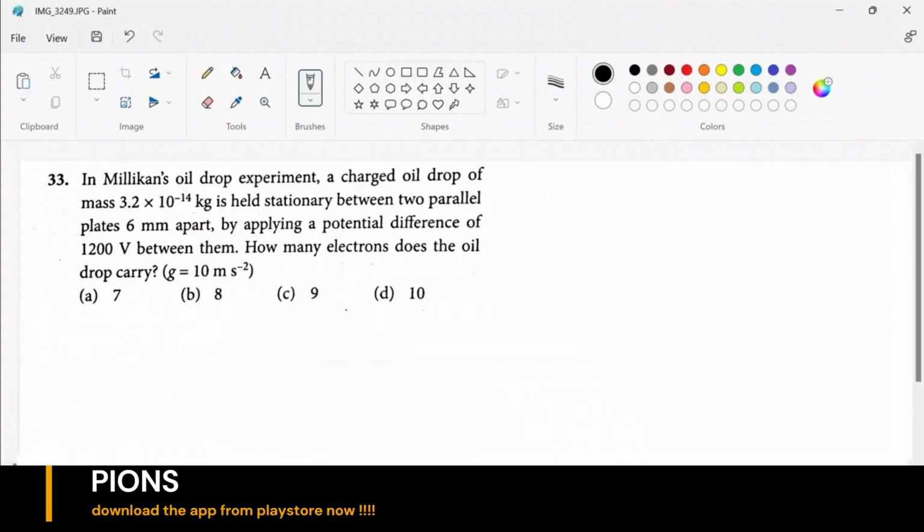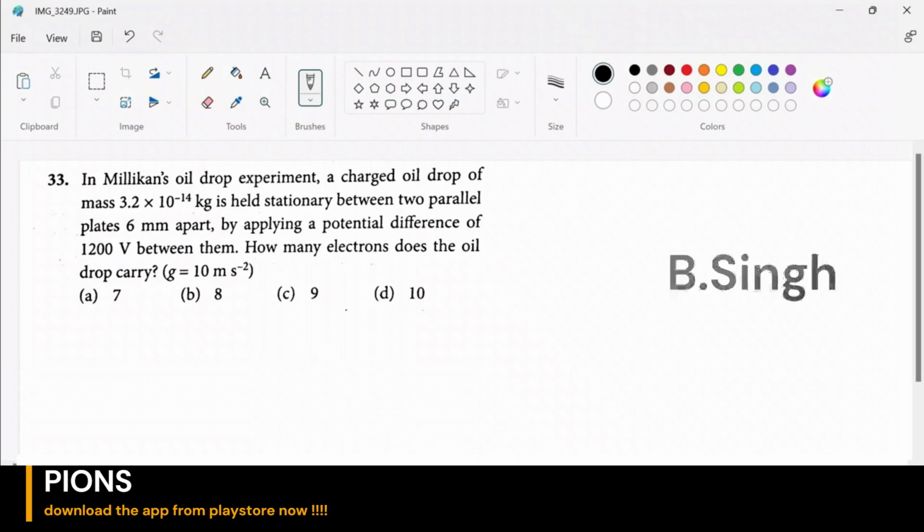in Millikan's oil drop experiment. So if you have not heard of this, it's okay, no problem. We have to focus on the concept. A charged oil drop of mass, what is the mass of this oil drop? 3.2 into 10 to the power minus 14 kg.